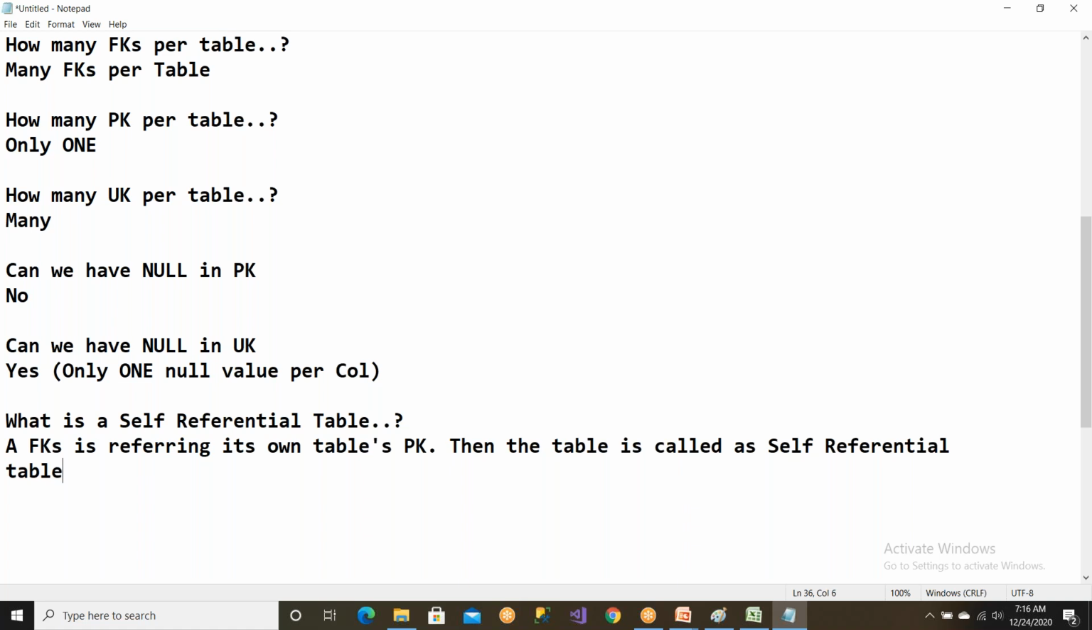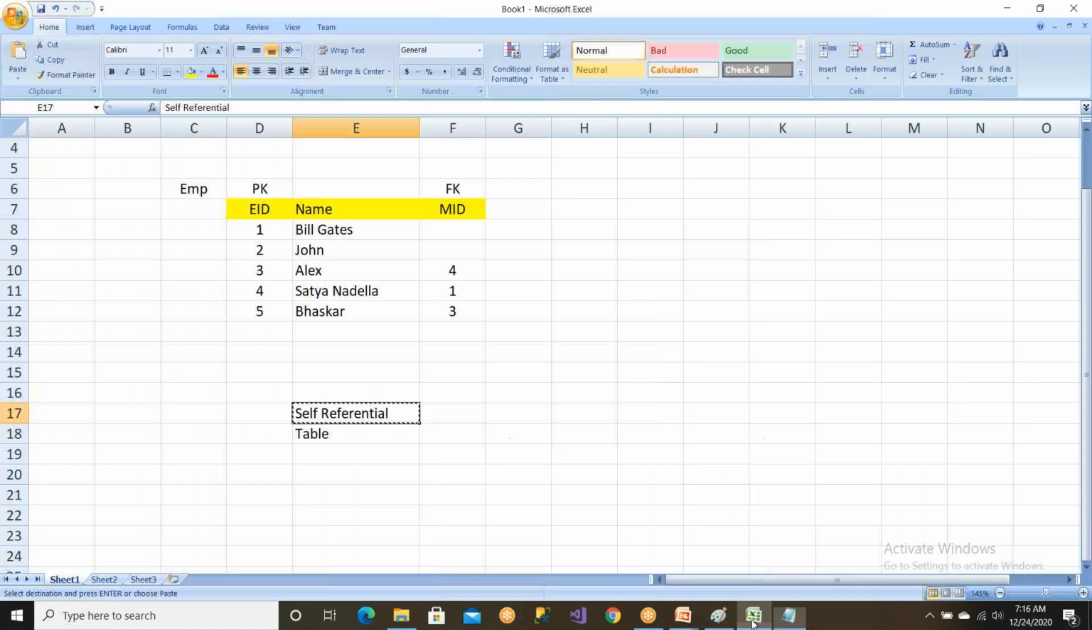Self-referential table. Clear? What does a self-referential table mean? A foreign key is referring to its own table's primary key, or it can also refer to its own table's unique key. Anything is fine. Clear? If it refers to its own table's primary key or unique key, then the table is called a self-referential table. Remember.